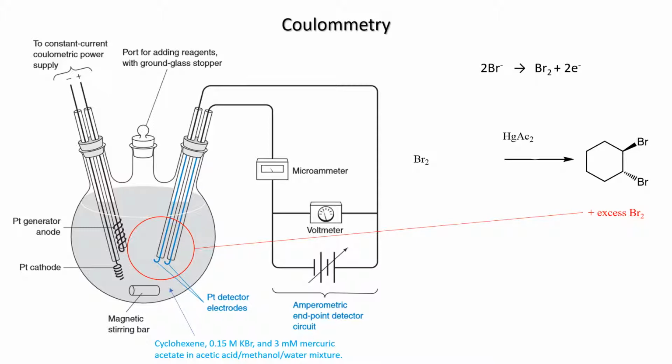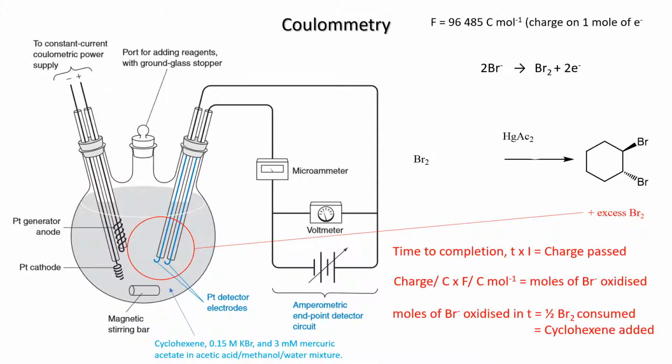Once all the cyclohexene has reacted, the detector current increases in response to the excess Br2 and the coulometric current is stopped. The charge passed in the time taken for the reaction to reach completion gives the number of moles of Br2 oxidized. Hence, the number of moles of Br2 generated before the cyclohexene was completely consumed are known, and we can calculate the amount of cyclohexene added.